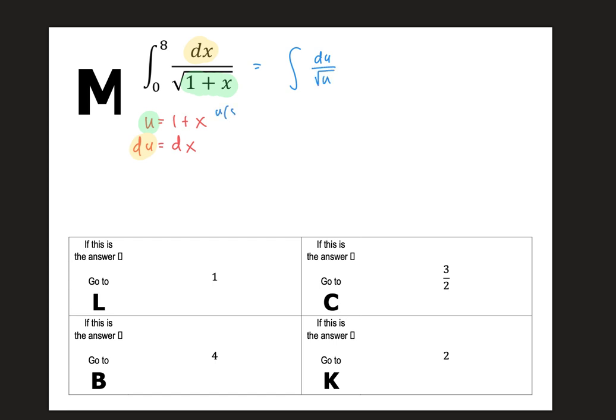Okay, so we'll change our limits. Oops. All right. This will become a 9 and a 1. Okay, so just like with derivatives, any roots you have to change to fractional exponents, and then if it's in the denominator, we'll make it negative. This will become u to the negative 1/2 du.